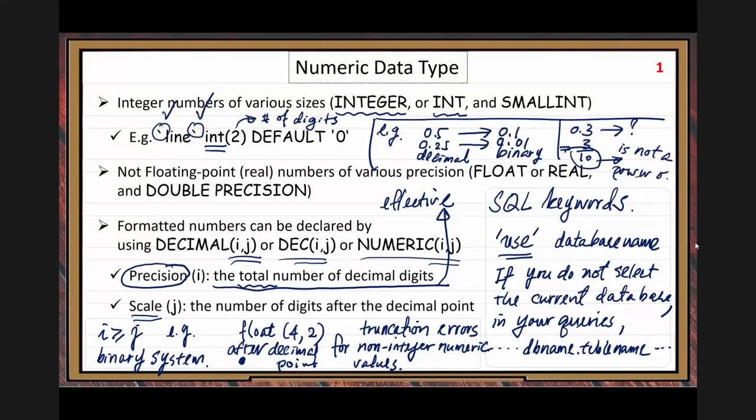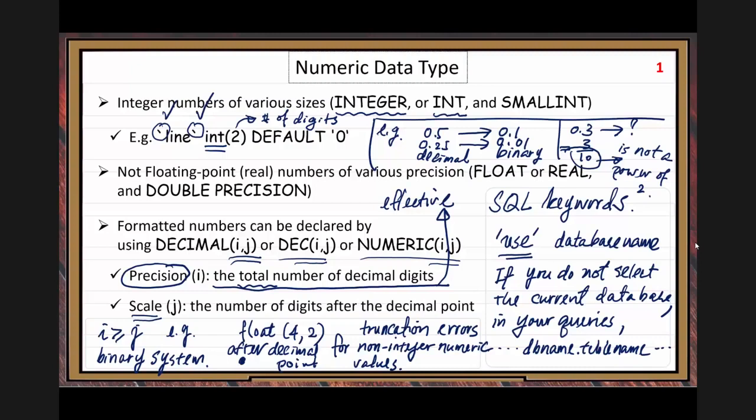If the denominator is not a power of 2, then you have truncation errors. You cannot represent it precisely in binary representation. If you use binary representation, you cannot represent it very precisely. You have to lose some precision.